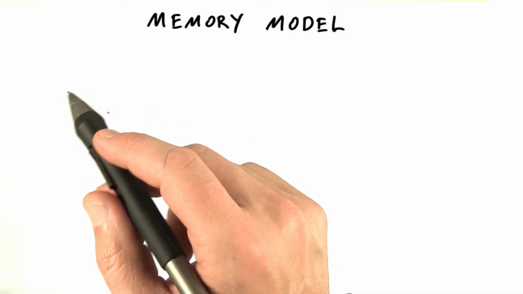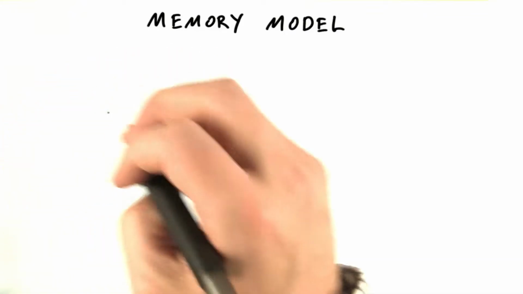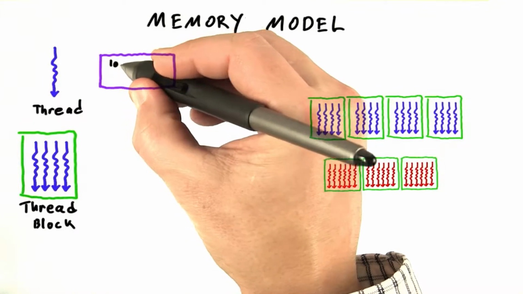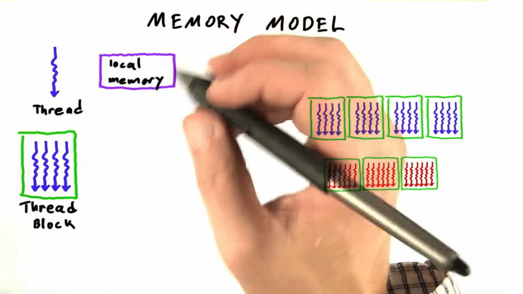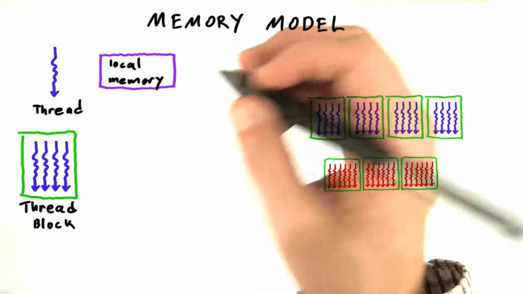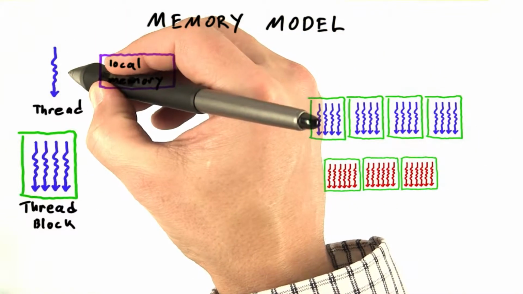Now we're going to talk about the memory model. Let's go back to our diagram and draw the threads and blocks and kernels. So every thread has access to something called local memory, and this is memory that's private to that thread, things like its local variables. So the thread can read and write from local memory.